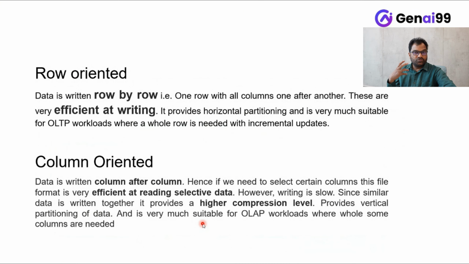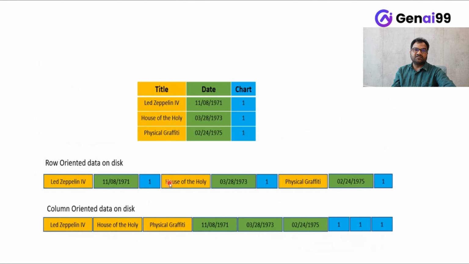So there are two formats of the data. One is row oriented data, another one is column oriented data. Let's see this example. Assume that we have a title, date and chart. Let's see how to store this data row oriented and column oriented. Look at this one. This column, this column, this column. First row will be stored here: this title, then date, then chart value.